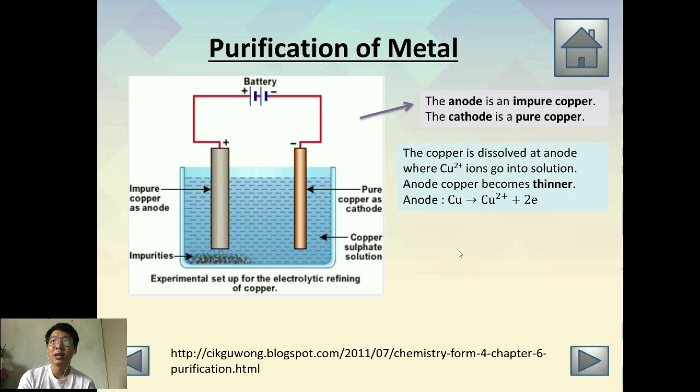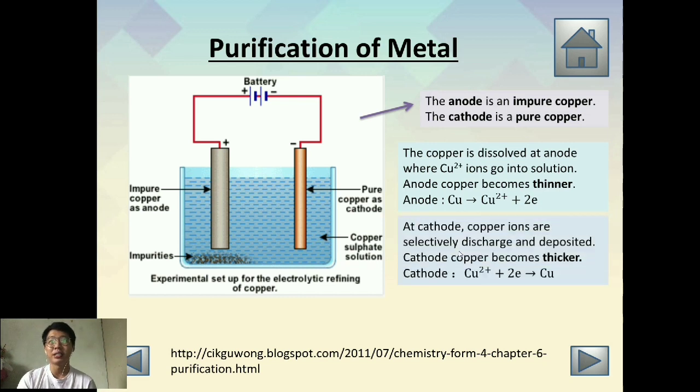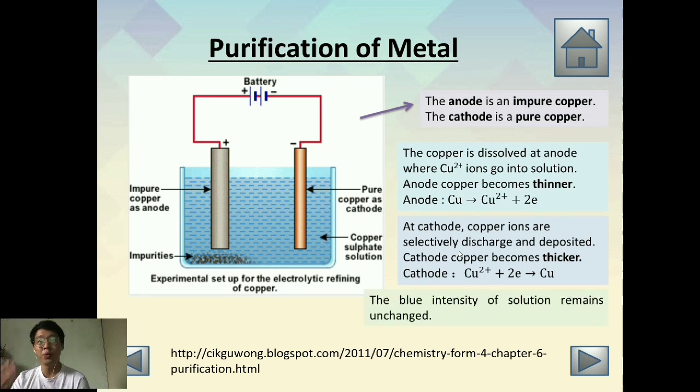Hence, the reaction at the anode is Cu releasing electrons to undergo oxidation to form the Cu2+ ion. Next, at the cathode, the copper ion is positively charged. The cathode copper becomes thicker. At the cathode, the Cu2+ ion receives electrons to form Cu. And in this experiment, the blue intensity of the solution remains unchanged because the solution used as the electrolyte is the copper sulfate solution.